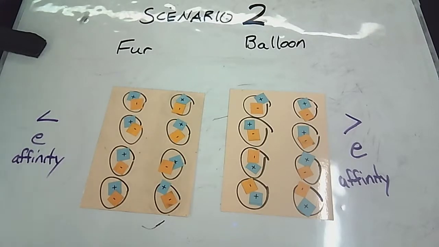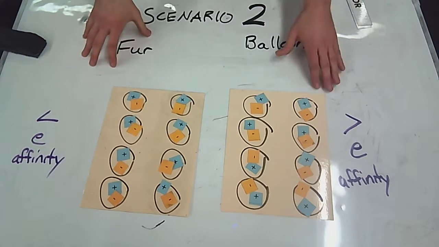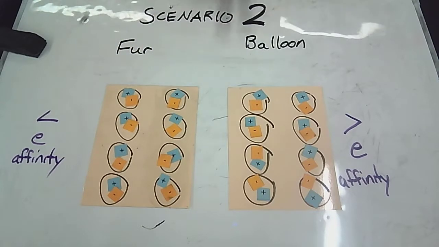In this video, I'm going to be going over scenario 2, which is asking the question, what causes the balloon to levitate that plastic ring up in the air? All right. So our objects in this case are going to be, to start with, the fur and the balloon. The fur is an insulator.